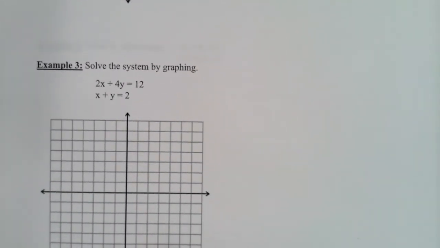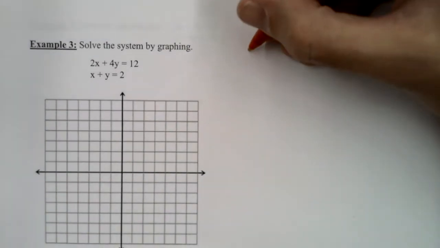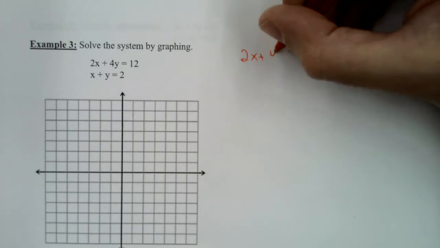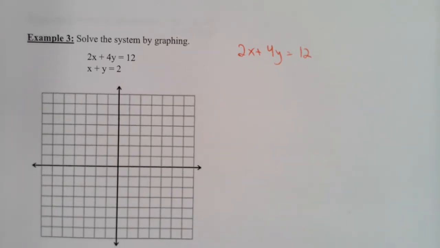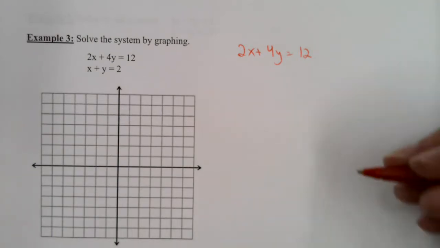Example 3. These are in standard form now. So the top equation, you could put that in slope-intercept form, y equals mx plus b form, if you want. But I am not going to do that. I'm going to find the x and y intercepts.